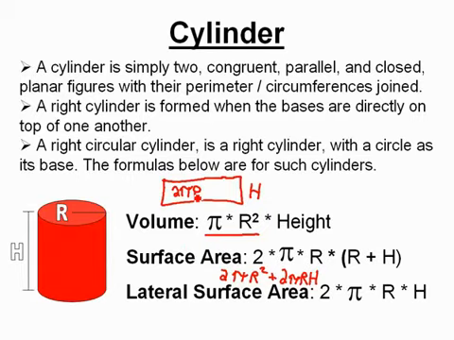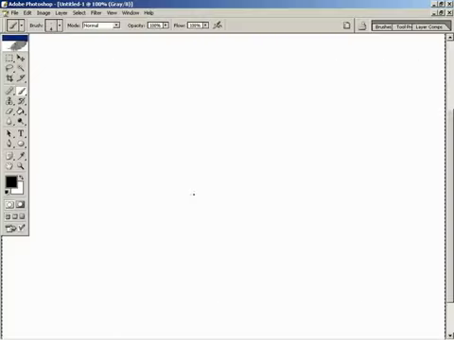Now let's go back to the top part. A cylinder is simply two congruent, parallel, and closed planar figures with their perimeter or circumferences joined. So I'm going to jump into Photoshop, like I said, and explain that. Often you'll see the right circular cylinder as I showed on the PowerPoint, but that's not the only type of cylinder. Say you had almost a Pac-Man-y face here. Kind of like a Pac-Man face.